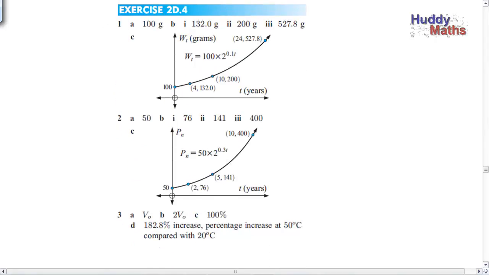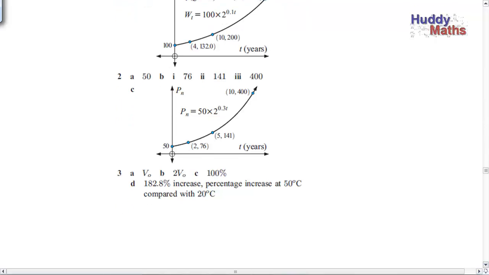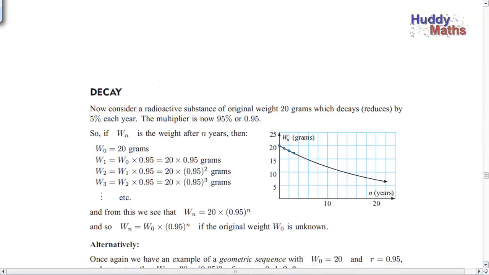Okay, to 1, 2 and 3. Percentage increases there, you might have to look carefully at that. All right, let's go down and look at another application.